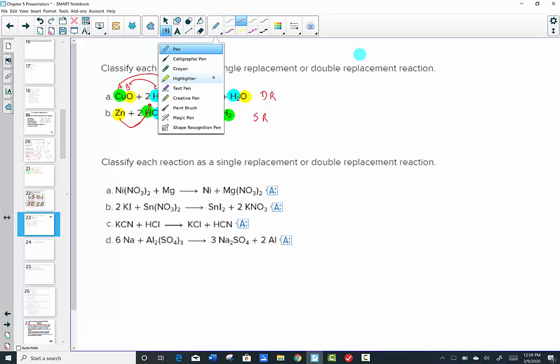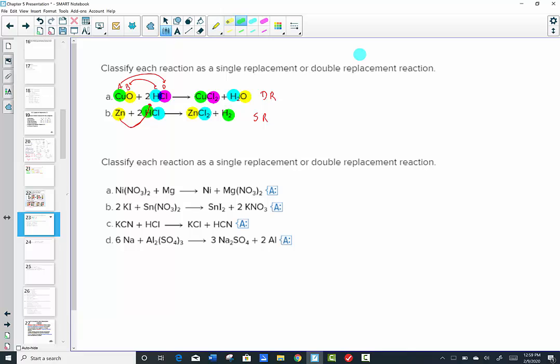Again, how many different elements allows us to predict? Letter A, here's a magnesium reacting with a nickel and the last name nitrate. 3 characters. The nickel is now by itself. The magnesium is now hooked to the nitrate. We have 3 different ingredients. Magnesium displaced the nickel in a single replacement.